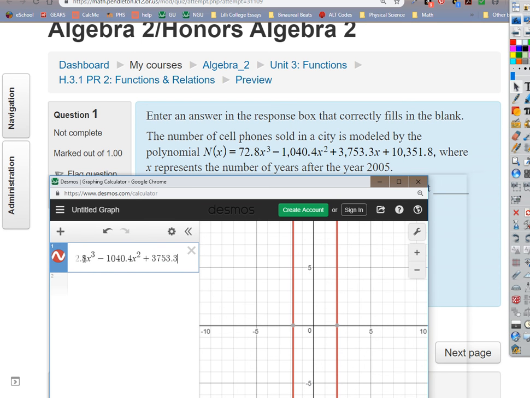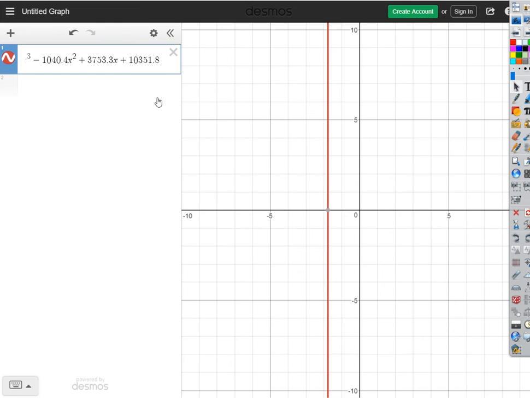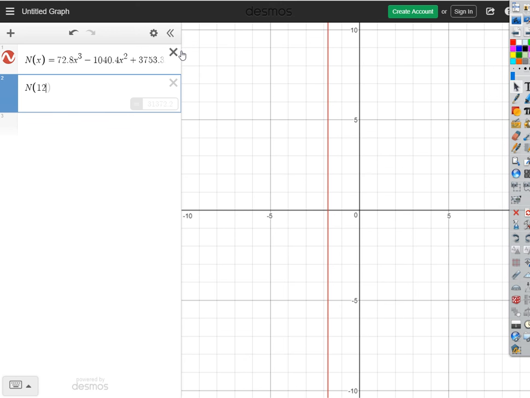It's a lot easier to enter stuff than on a calculator. Okay, so what's the advantage? I want to pick the year 2017. What value of X would that be? 12. Okay. Do you see the advantage then if I just did n of 12? It gives me the value right there. If I wanted to pick other values, it's really easy to do. I can just go back and overwrite the value of the input variable, the input value I'm putting into the function.